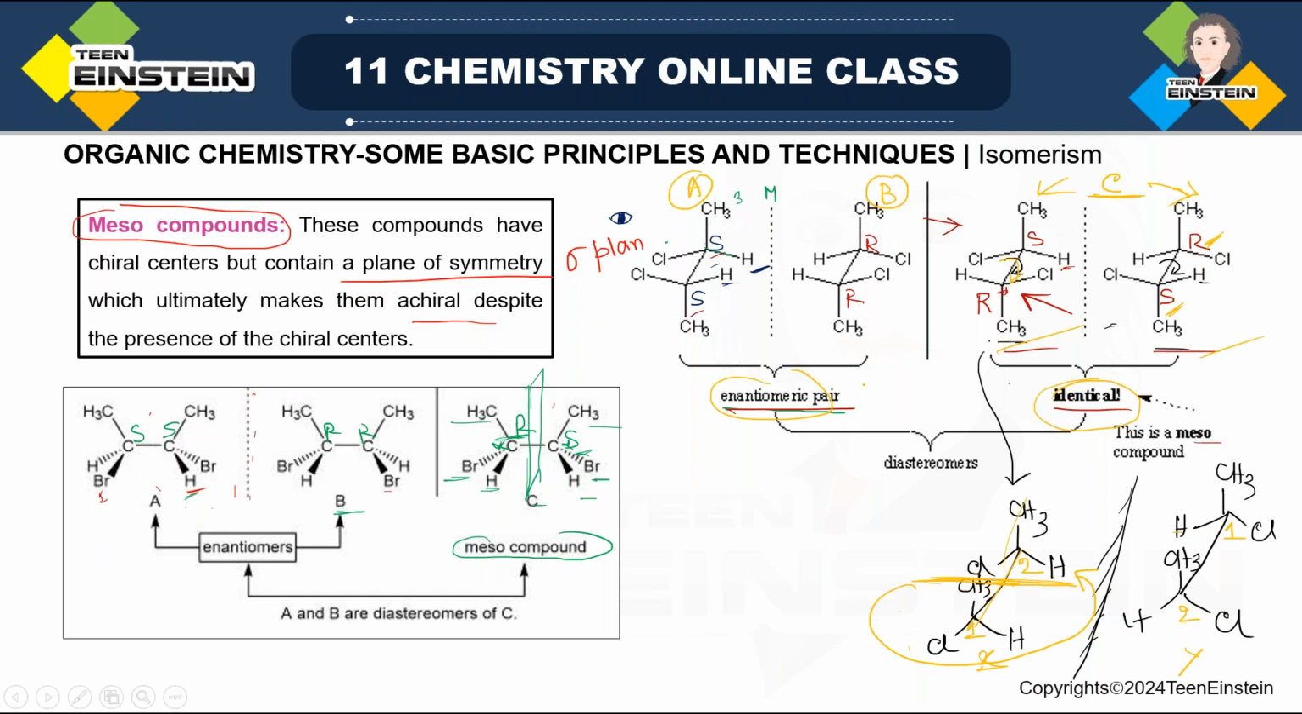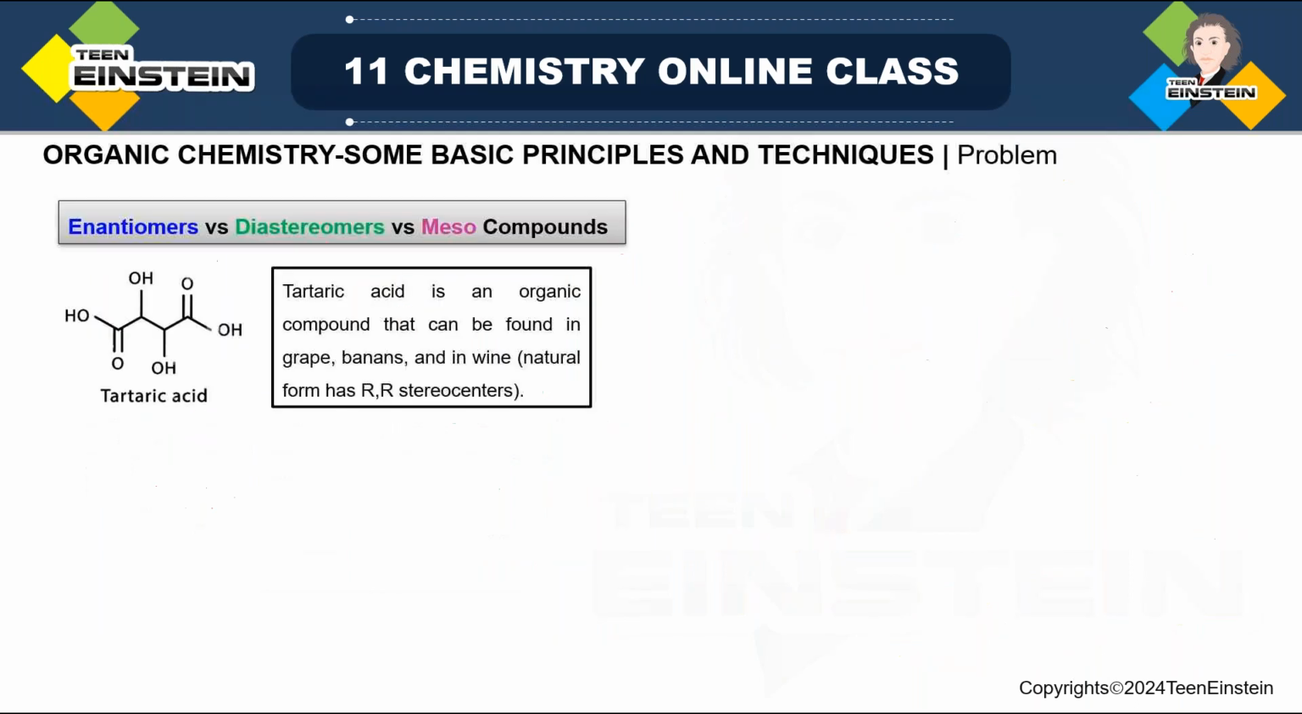Now the relationship. C is identical. Relationship between A and C: this is diastereomer. Relation between B and C: this is also diastereomer. Relationship between A and B: this is actually enantiomer. So now we have seen all the relationships: A with B, A with C, B with C, B with A. Okay.